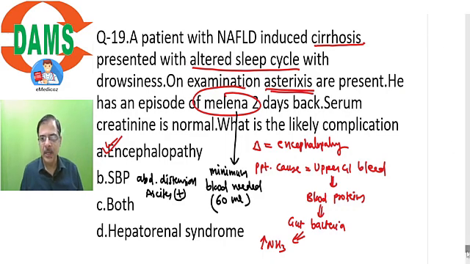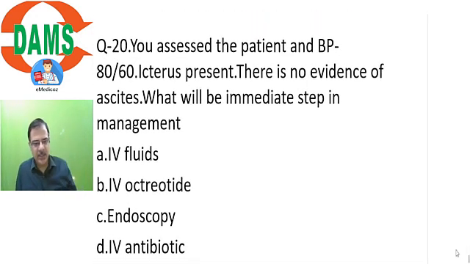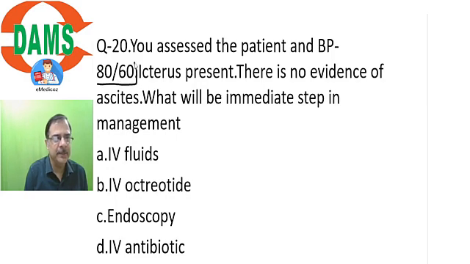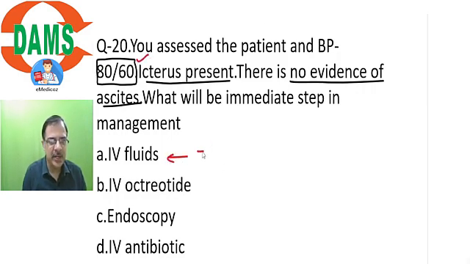Now, coming to solving this clinical case, your decision as a physician sitting in the emergency. You assess the patient and the blood pressure is 80 by 60. Icterus is present. There is no evidence of ascites. What should be your immediate step in the management of this patient? The immediate step is that the patient is in shock.